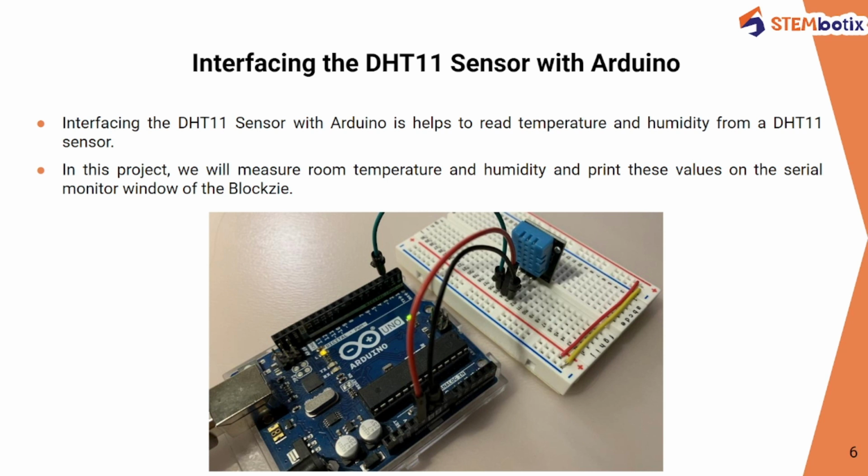In this project we are going to measure the room temperature and humidity, and both values are going to be printed on the serial monitor window of our Blockzie software. We are going to interface this module with Blockzie, and in Blockzie we are going to give the commands, or provide the task the DHT11 has to perform. Using Blockzie we are going to write block code.